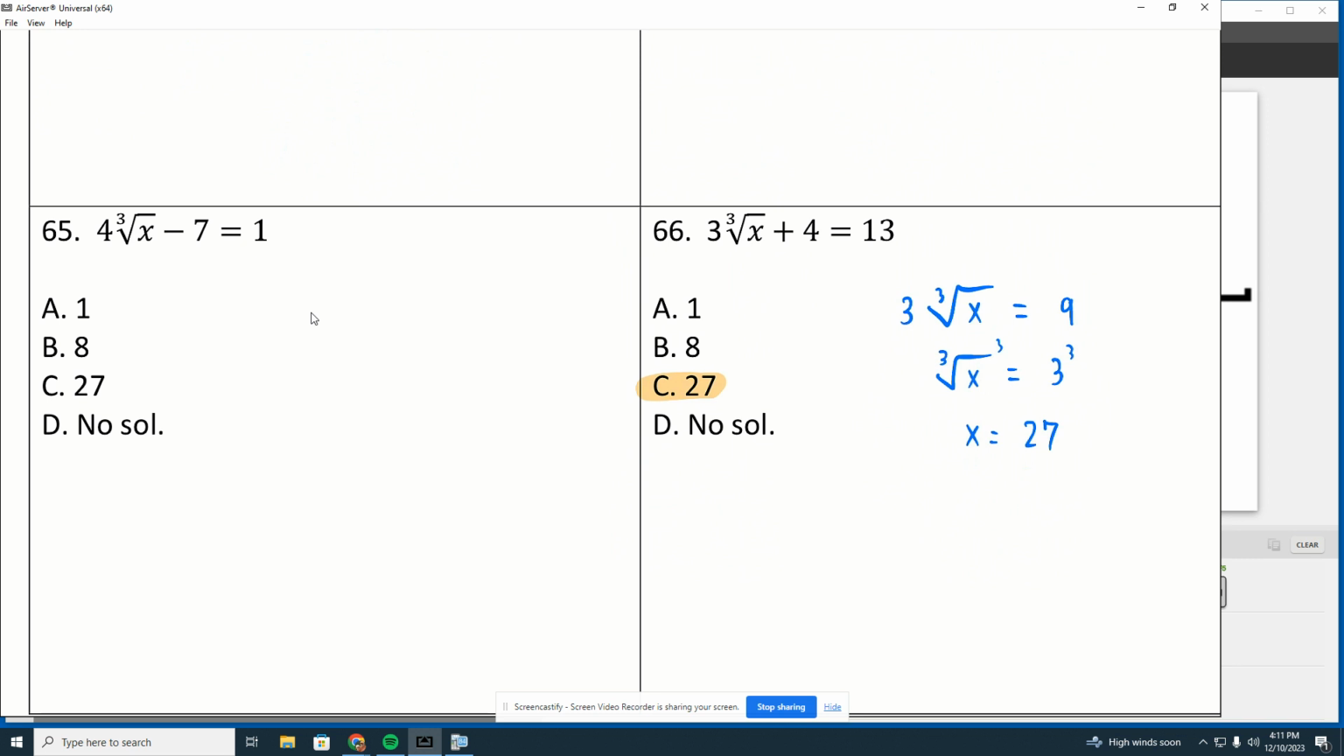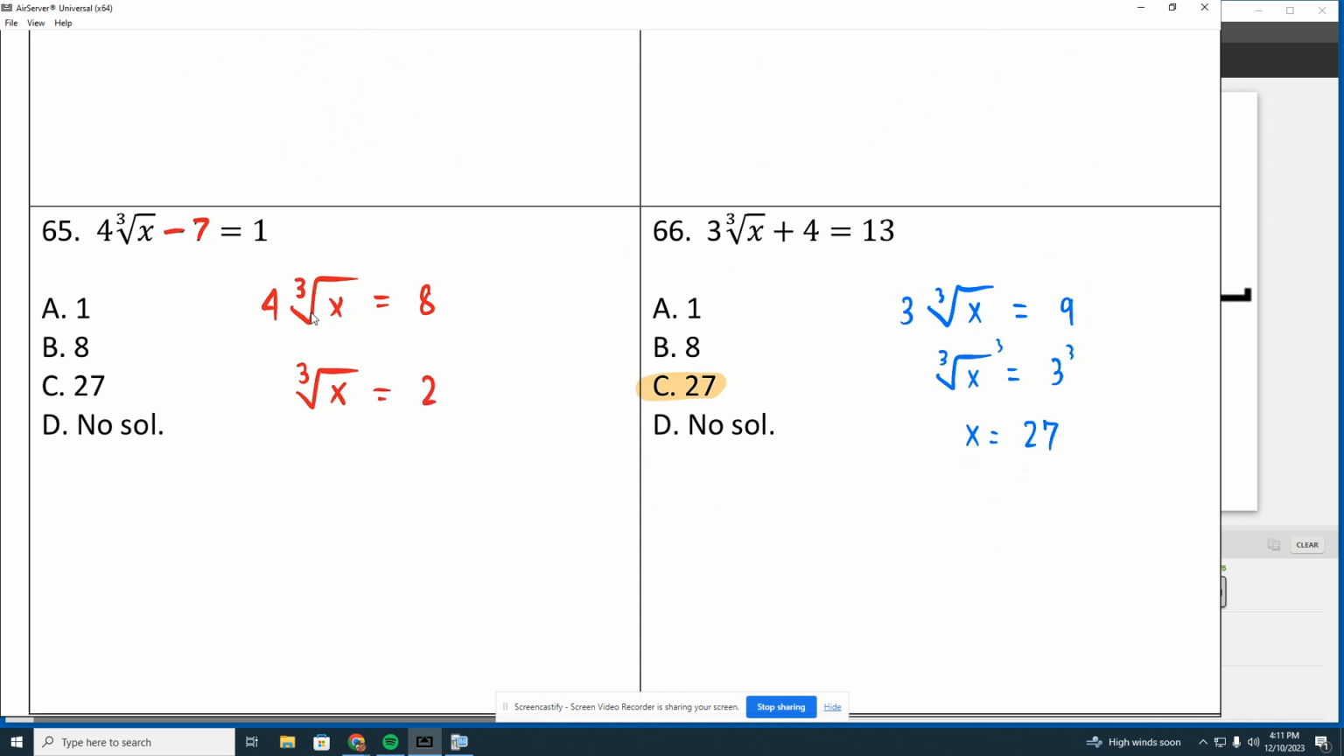I'm going to first take care of this minus 7. I'm going to add it. So 4 times the cube root of x equals 8. Then I'm going to divide by 4, because that's what it's doing to the cube root of x when it's right next to it. So 8 divided by 4 is 2.